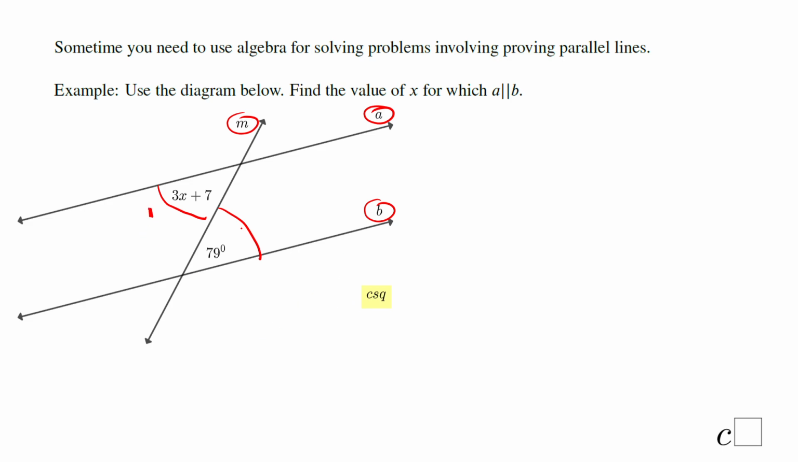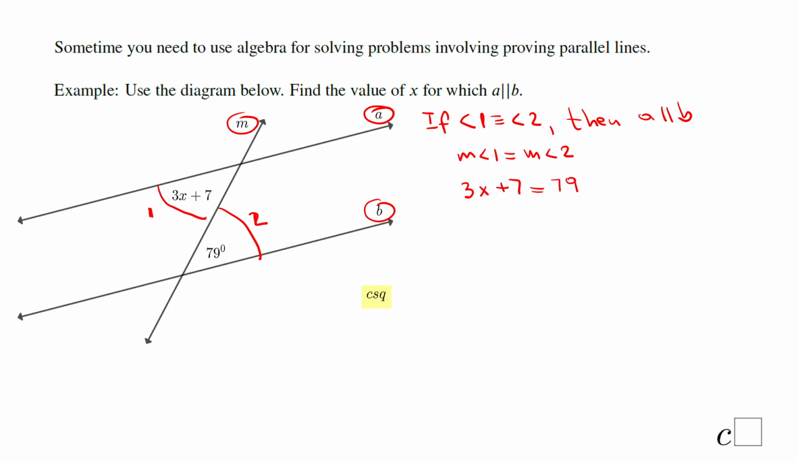So if I call this angle 1 and angle 2, I'm going to say if angle 1 is congruent to angle 2, then A is parallel to B, right? This one is the converse of alternate interior angles. So in order for these two lines to be parallel, these two angles need to be congruent, which means the measure of angle 1 needs to be the same as the measure of angle 2. The equation we need to solve is 3x plus 7 equals 79. That will allow us to get the value of x.